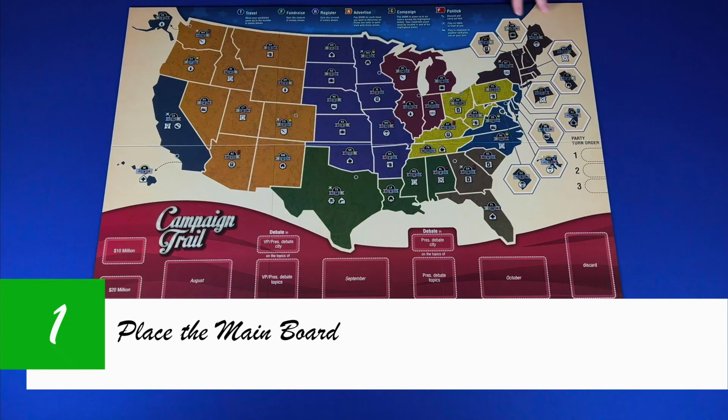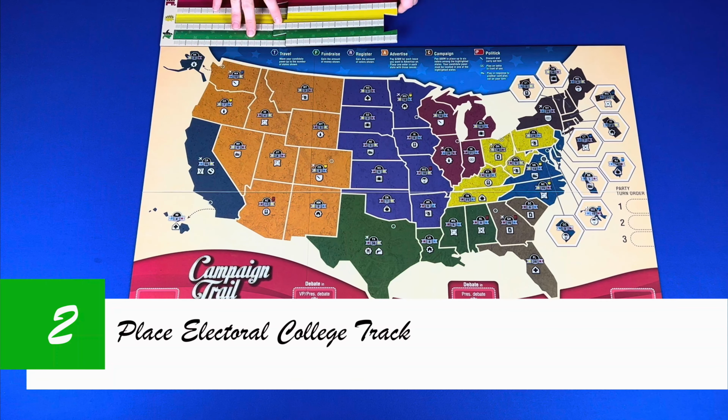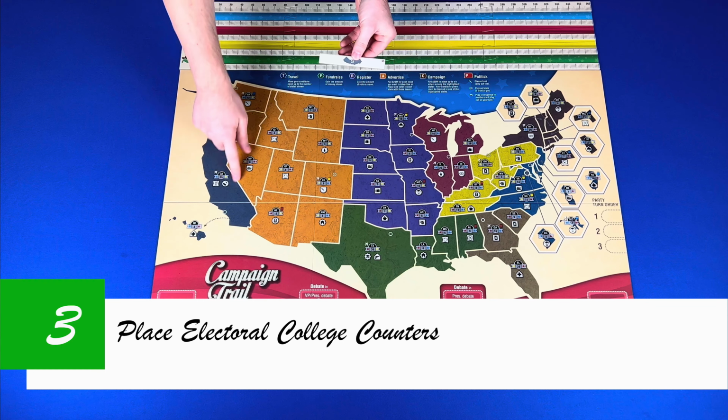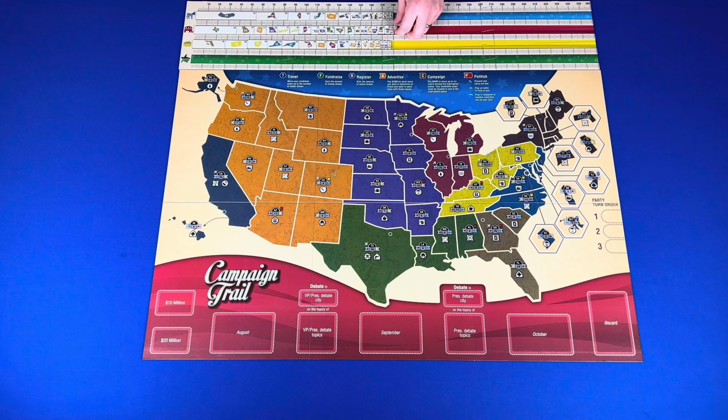Now let's take a look at the setup. We're going to be setting this up for a 3-player game which takes 18 steps. Step 1, place the main board in the center of the play area. Step 2, place the Electoral College track above the game board. Step 3, place the Electoral College counters. Place them in their primary tiebreaker party row.